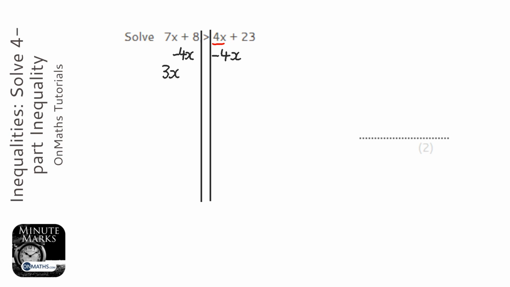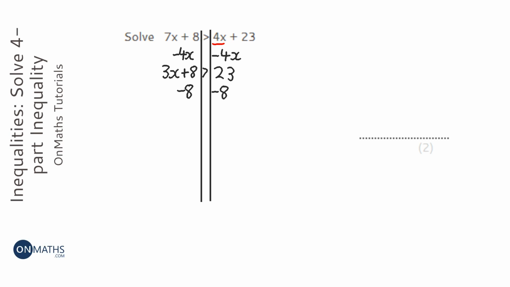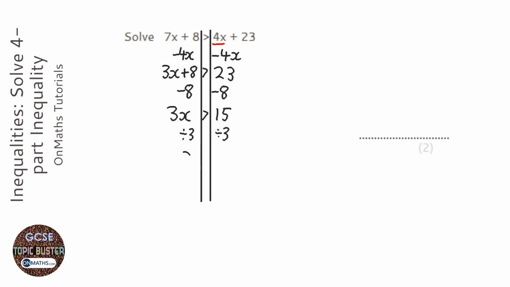So 7x take away 4x is 3x, and I haven't really done anything else with anything else, so just fill those in. Now don't forget to put that greater than sign instead of an equal sign. Okay, then we're going to take away the 8 from both sides, just as we would do with an equation. And so 23 take away 8, which is going to be 15. And then we're going to divide 3 both sides. So x is greater than 5.